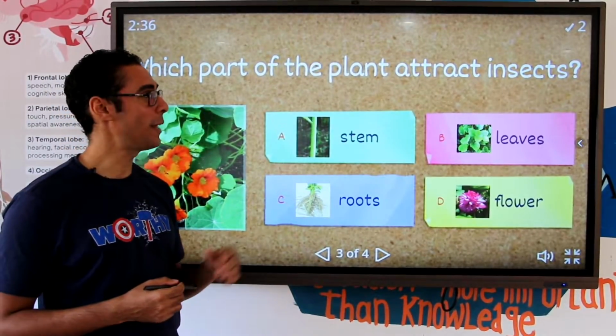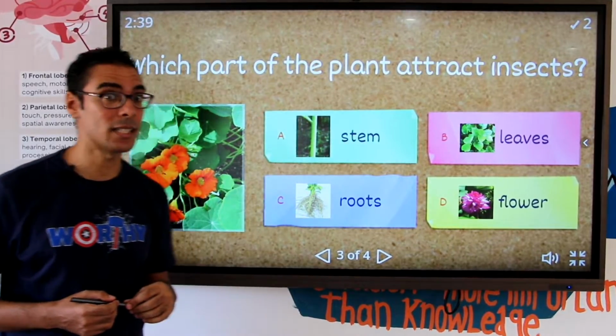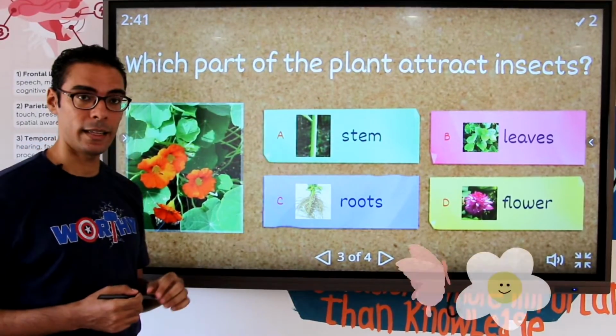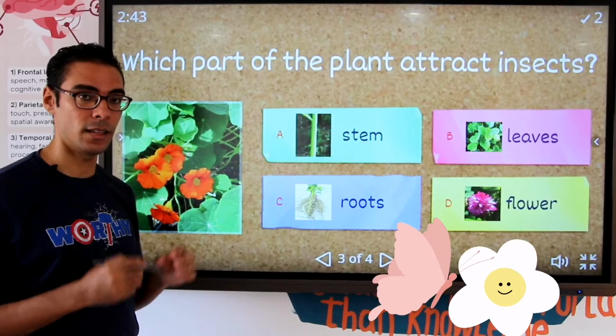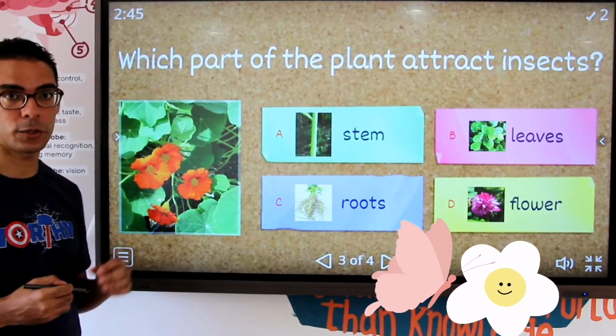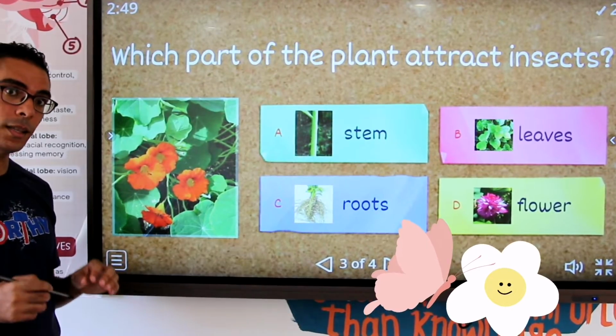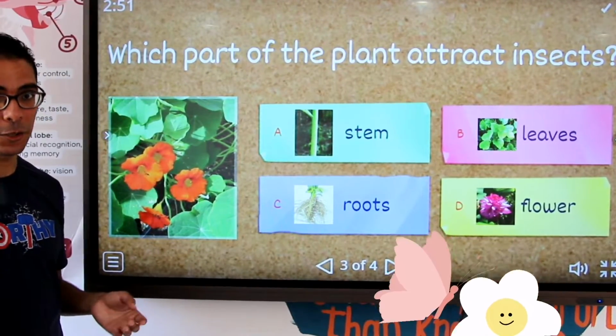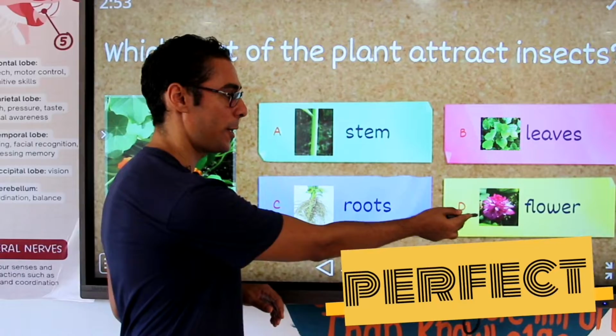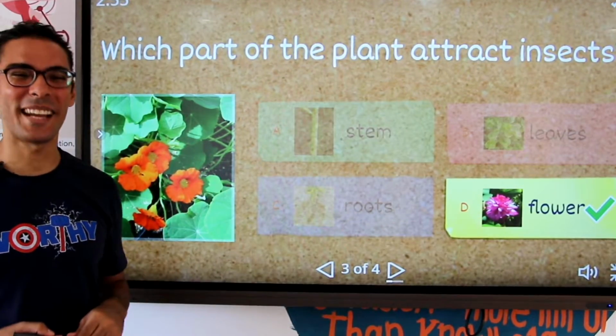The next question is, which part of the plant attracts insects? Which part of the plant is responsible for attracting insects to the plant to make the reproduction later on? So which part of them do you think? I guess it has to be the colorful part. So if your answer was the flower, that's the correct answer.